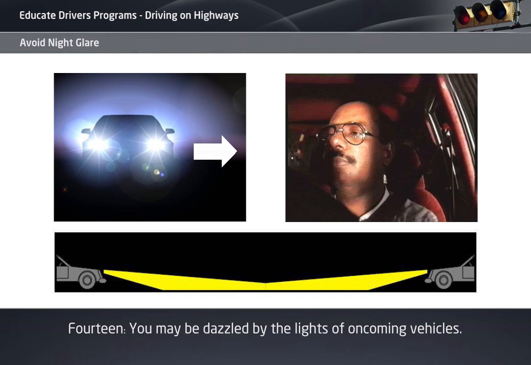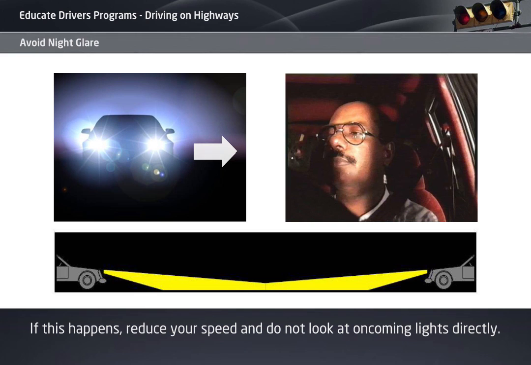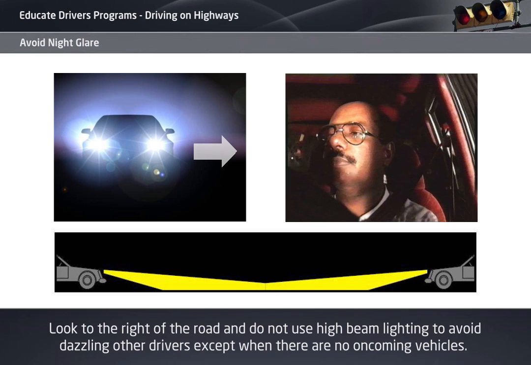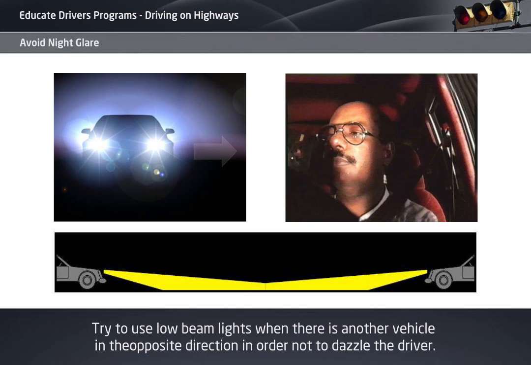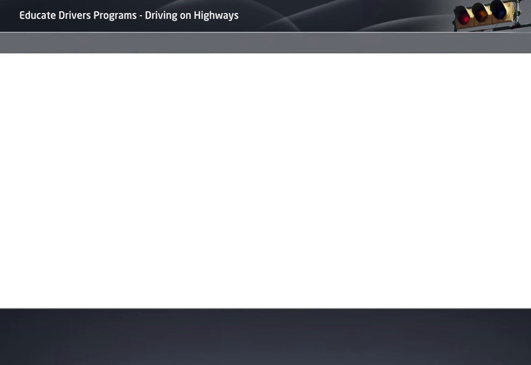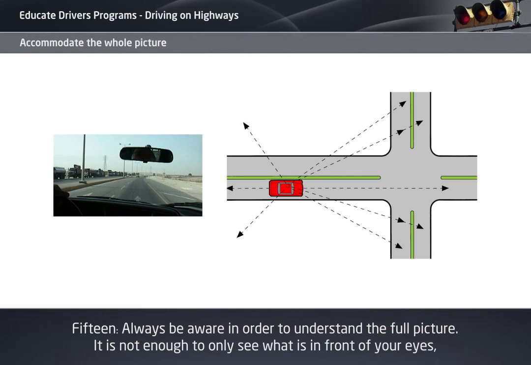14th, you may be dazzled by the lights of oncoming vehicles. If this happens, reduce your speed and do not look at oncoming lights directly. Look to the right of the road, and do not use high-beam lighting to avoid dazzling other drivers, except when there are no oncoming vehicles. Try to use low-beam lights when there is another vehicle in the opposite direction, in order not to dazzle the driver.